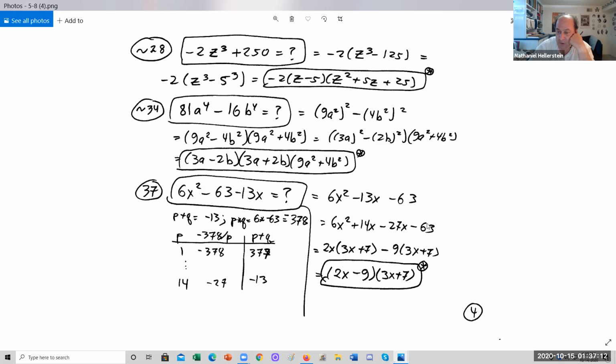27 and 63 have a common factor of 9. Only let's make it a negative 9 to get rid of the negative sign. So negative 9. Negative 27x over negative 9 is 3x. Negative 63 over negative 9 is 7. So 3x plus 7 in common, pull it out, times 2x minus 9. There. So 2x minus 9 times 3x plus 7.